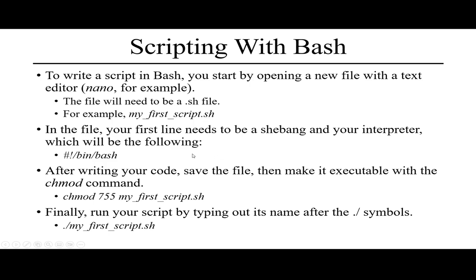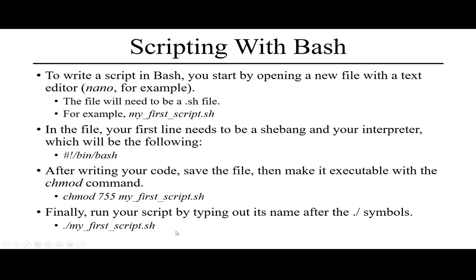Now after you open the file, the first thing you need to do is add a shebang and your interpreter. A shebang is basically a hashtag and an exclamation point, followed by the absolute path of the interpreter you're using. Bash is located in /bin/bash. So the first line of every script you write needs to be hashtag, exclamation point, /bin/bash. That needs to be at the top of every bash script you write.